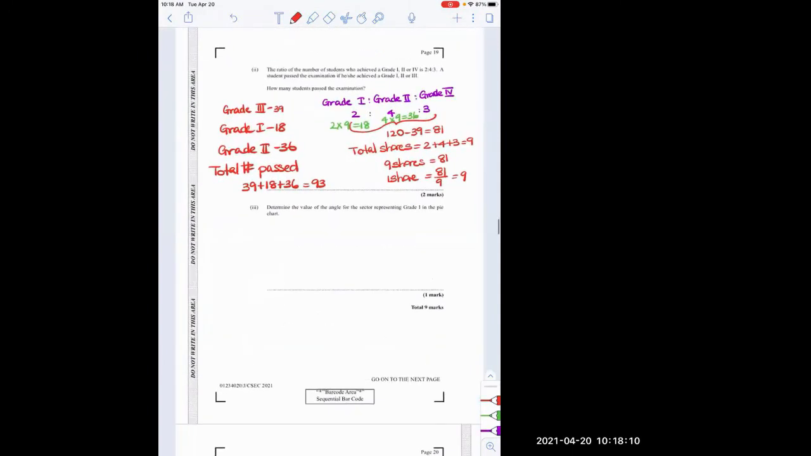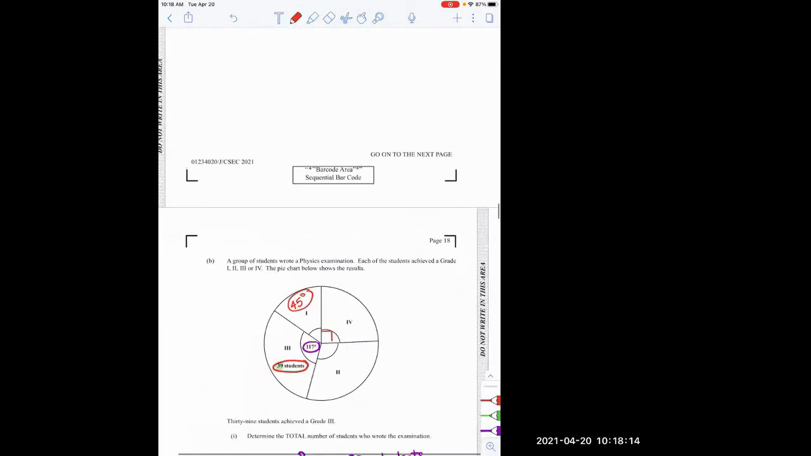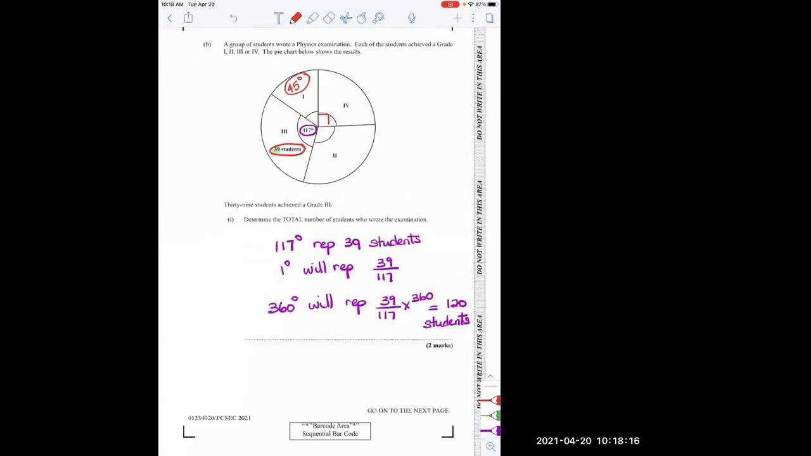Miss, you can go back to part B. For that answer, I didn't get 120. What did you get? 1080. 1080, Hannah. Enlighten us how you got it. Miss, I divided 39 into 117 and got 3 and multiplied 3 by 360.